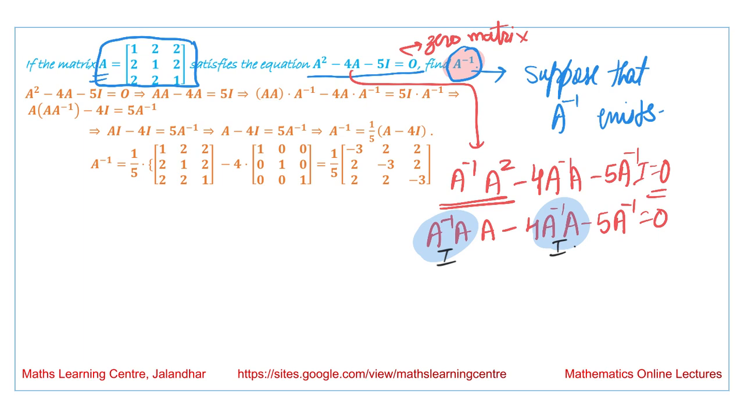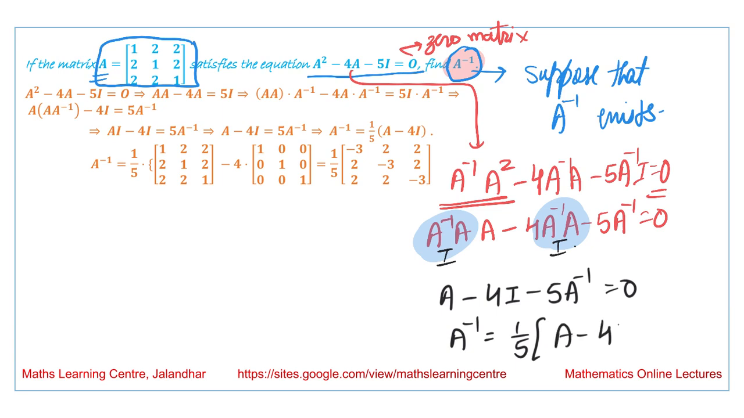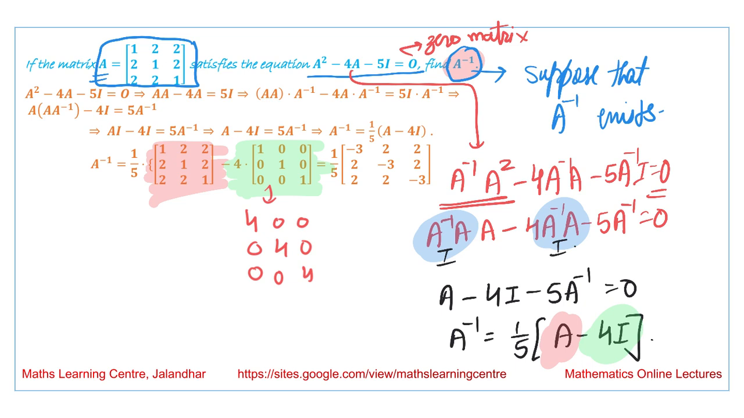So we get A minus 4I minus 5A inverse is equal to 0. So this gives us A inverse is equal to 1 by 5 into (A minus 4 times I). If we look at these values over here, this is the value of A we have, and 4 times I is this. So this determinant over here will be 400 040 004.